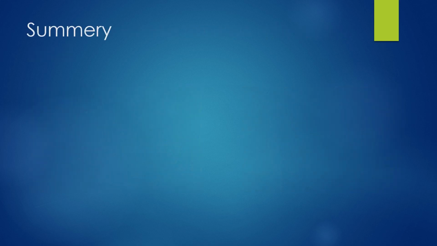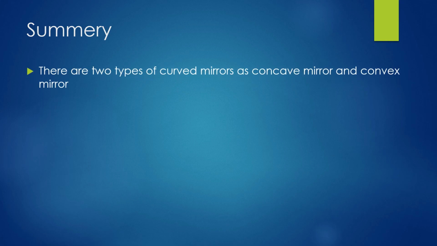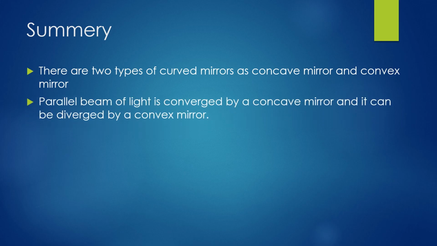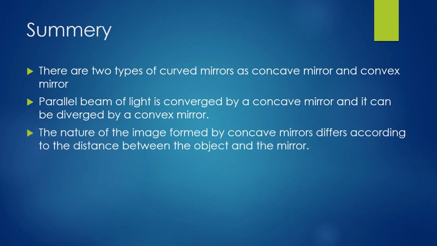So here I have summarized today's lesson. You found that there are two main types of curved mirrors, concave mirrors and convex mirrors, and you observed that concave mirrors converge a parallel light beam, and a parallel light beam is diverged by convex mirrors. And also you studied the features of the images formed by those two types of mirrors.